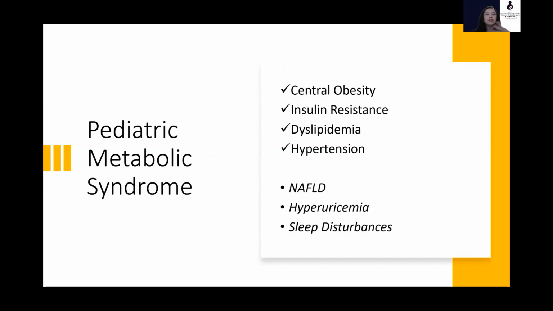However, all the definitions agree that the main components of pediatric metabolic syndrome are central obesity, insulin resistance, dyslipidemia, and hypertension. But there is more and more attention being brought to other components, such as non-alcoholic fatty liver disease, hyperuricemia, and sleep disturbances such as snoring and sleep apnea. Therefore, the recommendation of the American Academy of Pediatrics is that each of these components should be recognized independently as a cardiovascular risk factor and treated individually.